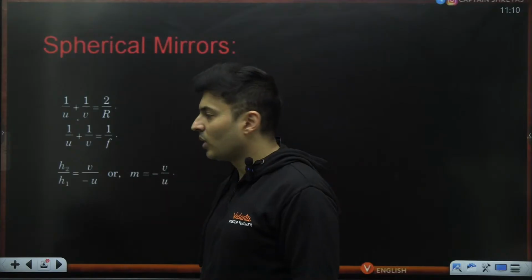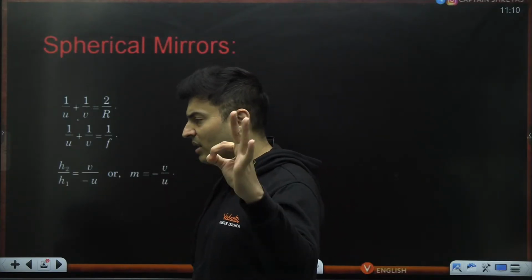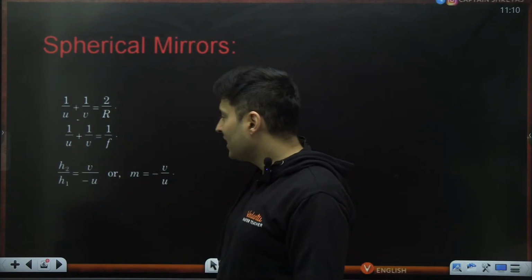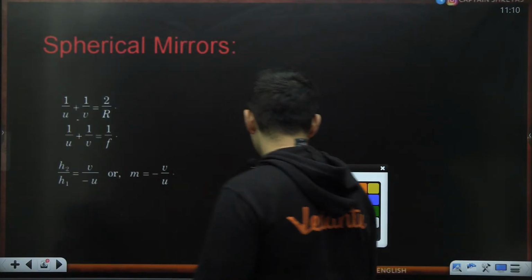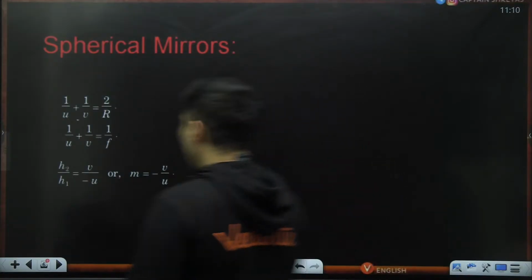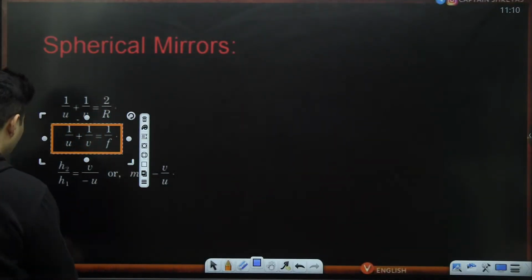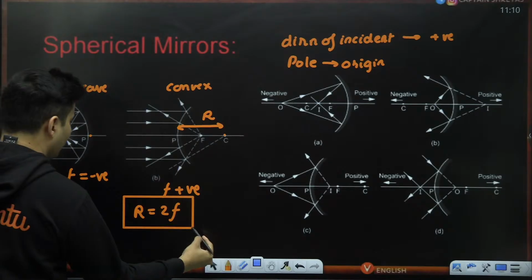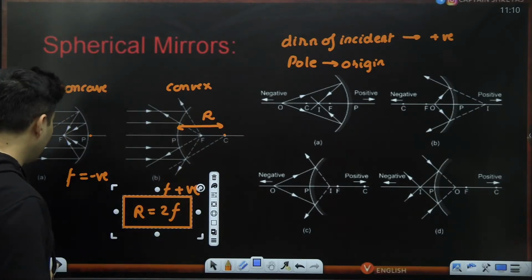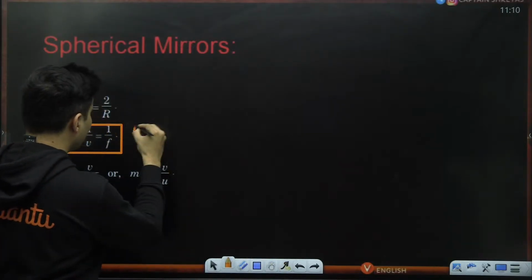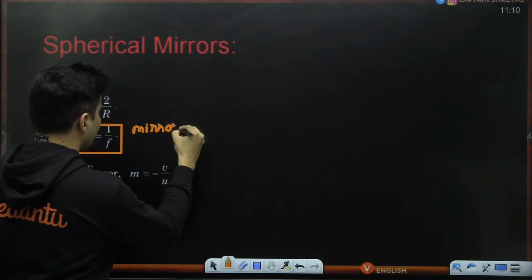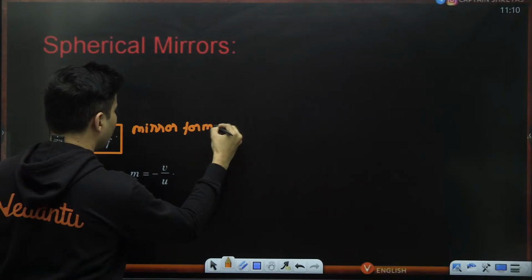So the formula for locating the image is 1 by V plus 1 by U is 1 by the focal length. 1 by U plus 1 by V is 1 by f. The next important thing is the magnification. This formula, everybody must definitely know. This is the mirror formula, and this one is the radius and focal length relationship.